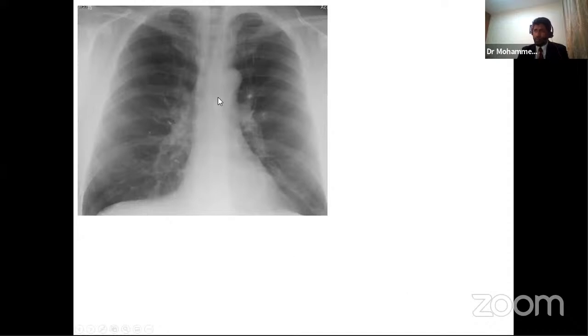This is another example of a well-defined dense area within the airway. Always when you're looking at the chest X-ray, start off with the trachea, because the large airway is more important to us than the small airways.